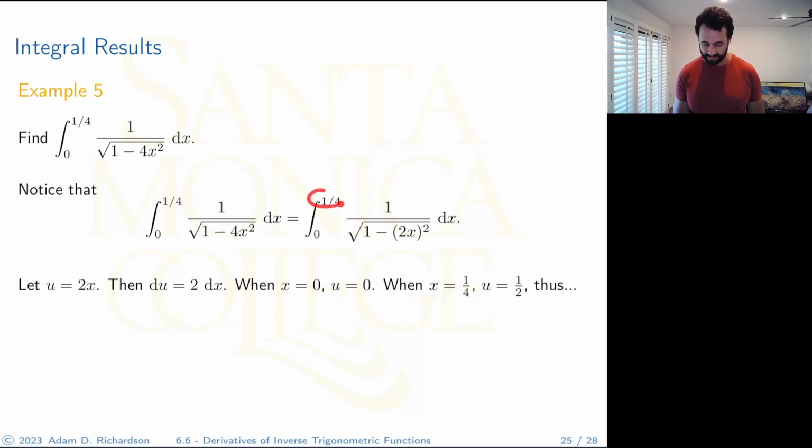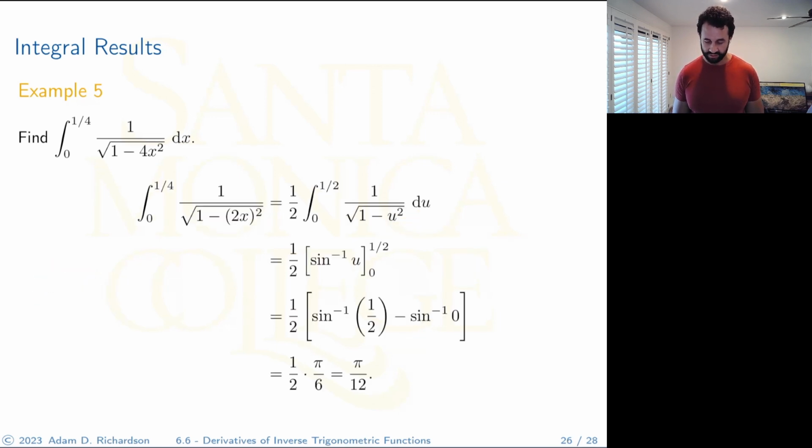Keep that in mind. These bounds are in terms of x. They are not in terms of u. So if you change the variable of integration to be something else, then you also need to change the bounds so that they are in terms of that other variable. So when x is equal to 0, u is also equal to 0. And when x is equal to 1/4, u is equal to 1/2. Using just this relationship, that's the connection between u and x. Thus, our integral becomes this one.